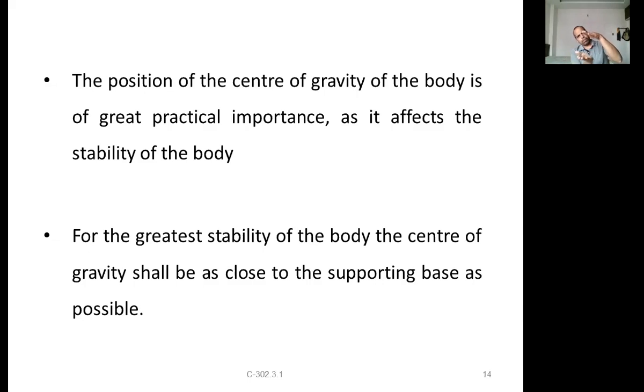Let us say this is the supporting body. So the center of gravity shall be as close to the earth as possible. If the distance from your supporting base is larger, it will not become stable. Let us say this force is acting here, right?